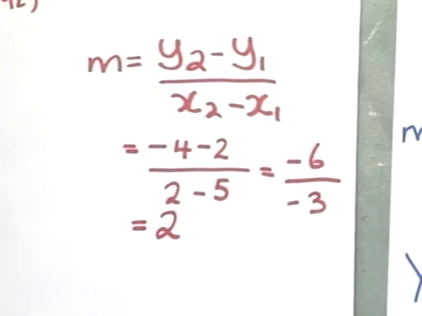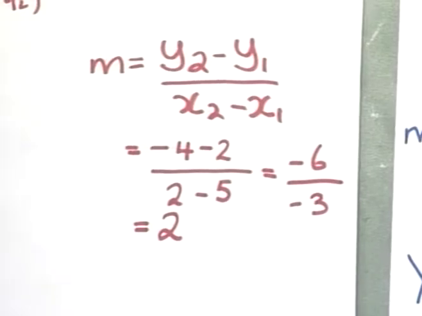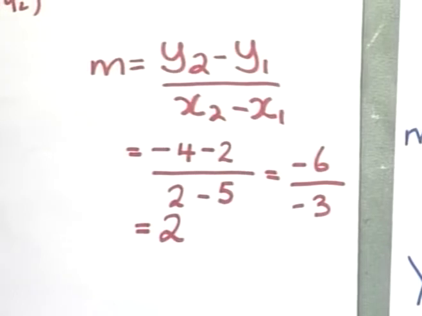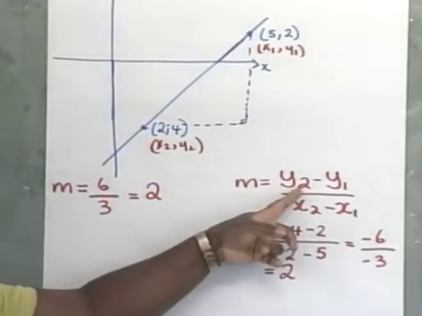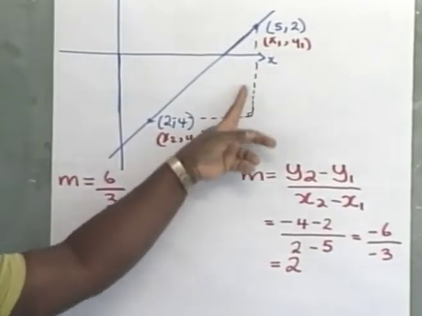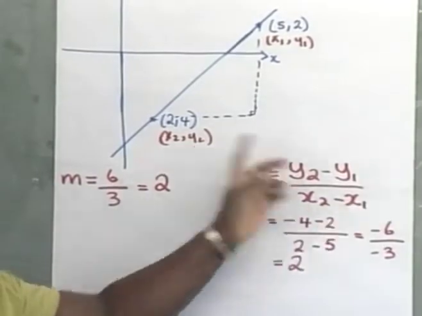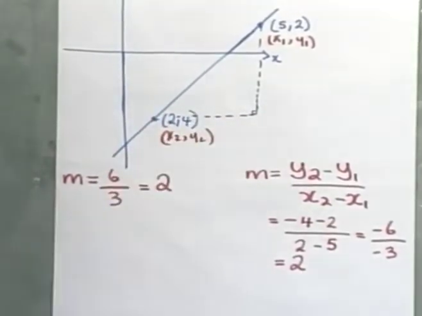So if it is difficult to find the rise over the run, you can use 2 points and use the formula y2 minus y1 over x2 minus x1 to find the gradient of the line. It's the difference. y2 minus y1 is actually the rise as well, because it's the difference in the y coordinates. And x2 minus x1 is actually the run. It's the difference between the x coordinates.